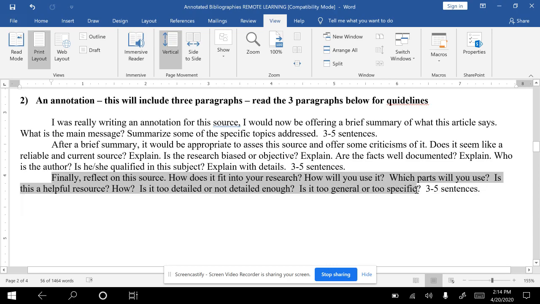And then finally, reflect on the source. How does it fit into your research, the paper that you're writing, the topic? How are you going to use it? Which parts are you going to use? Quotes from certain people? Do you have stats? Does it have basic information? Does it have a list of tips that you'll be able to use? Is it helpful? How is it helpful to you? So those are the 3 paragraphs that you're going to write.